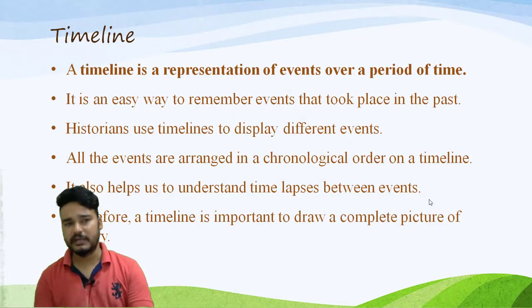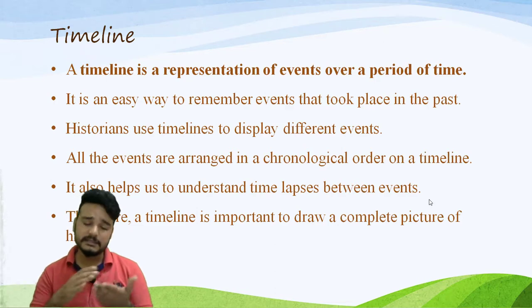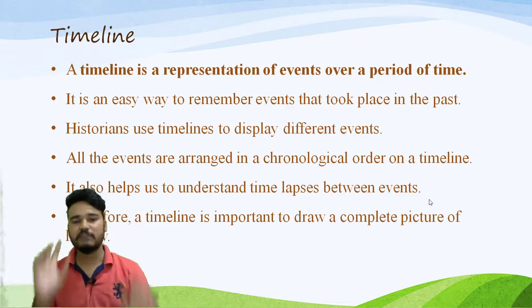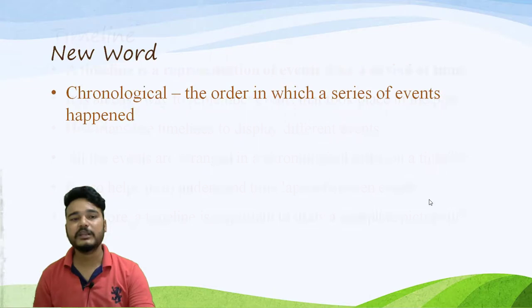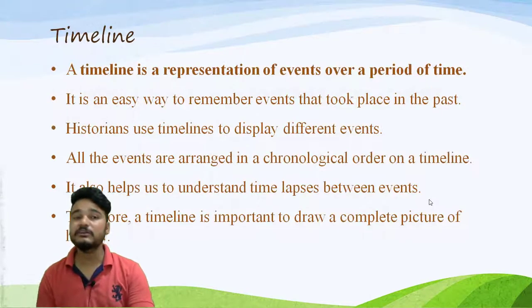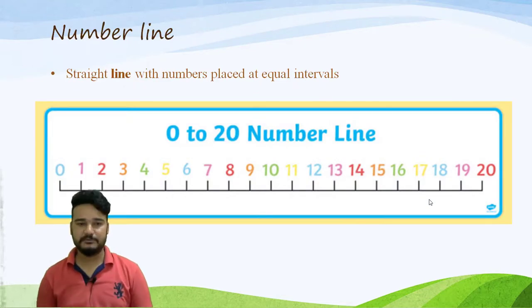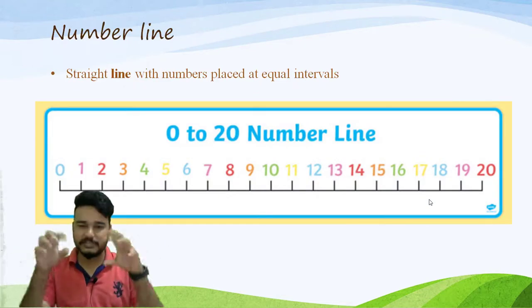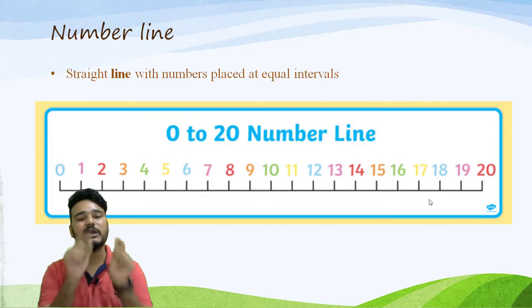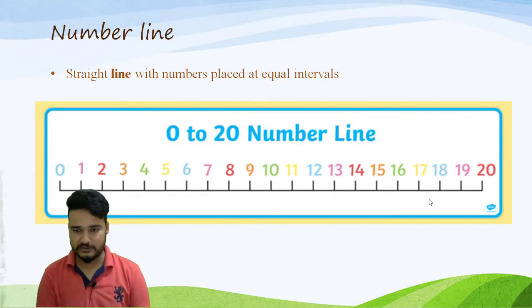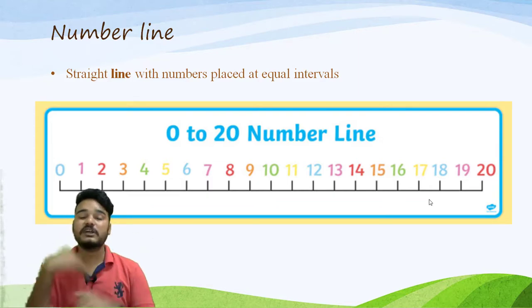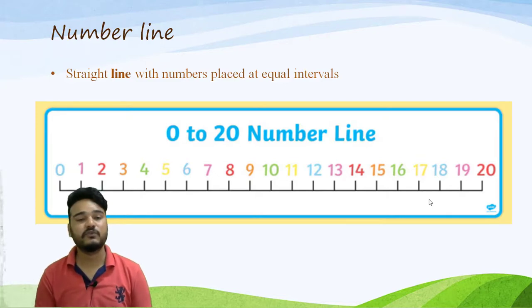What is a timeline? A timeline is a horizontal line. You might have learnt number line. It is like the same. So this is a number line, a straight line with numbers placed on it. 0 to 20 numbers are written over there. Actually this slide should be two slides before.